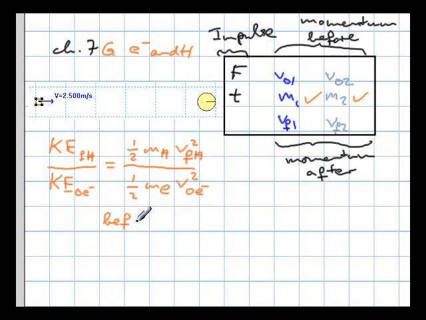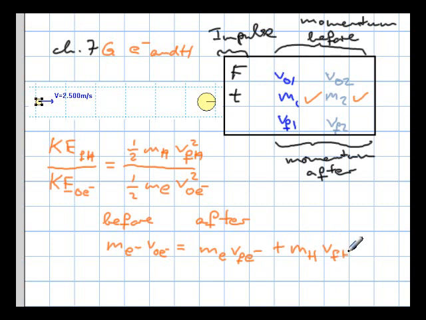So we're going to write before and after. Before, we only have the electron, so instead of m1, I'm going to write the mass of the electron times its original velocity, and that equals the mass of the electron after the collision times its final velocity, plus, of course, the mass of the hydrogen atom times its final velocity. The negative sign only goes with the index of the electron, just indicating it's a negative charge electron.